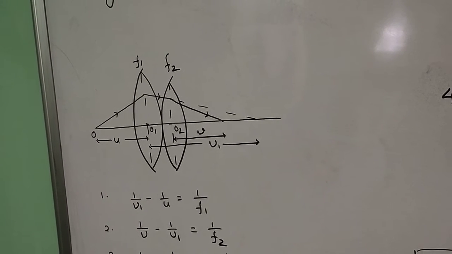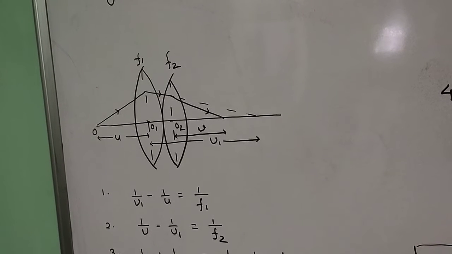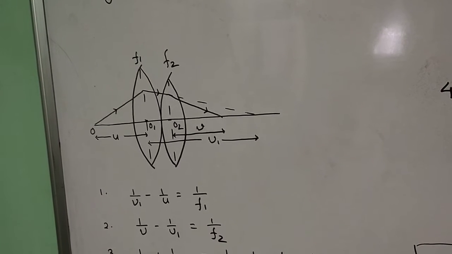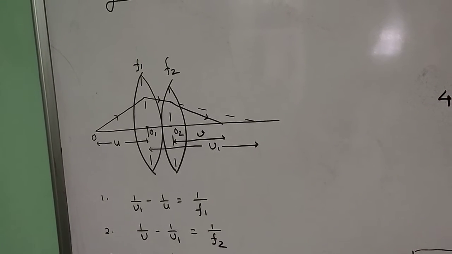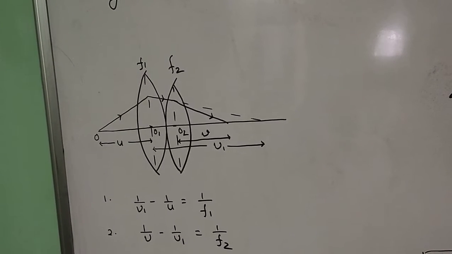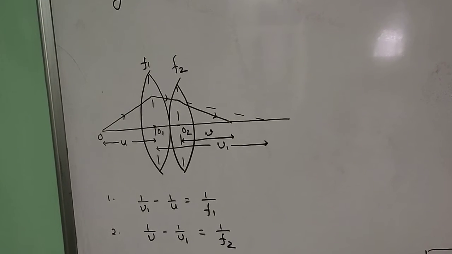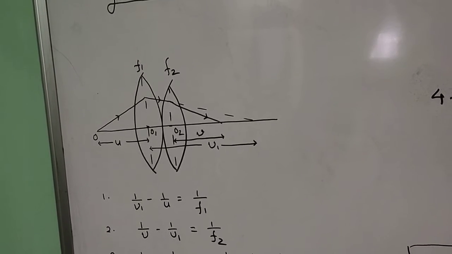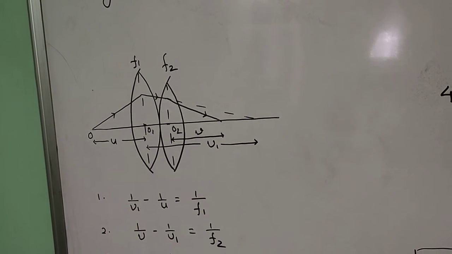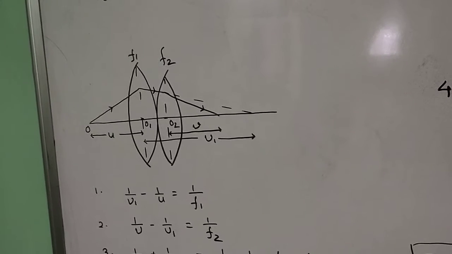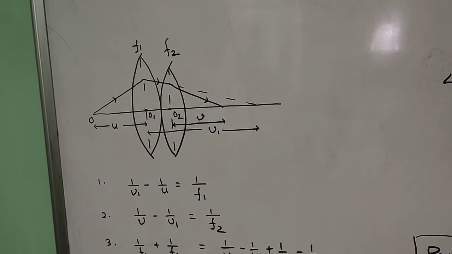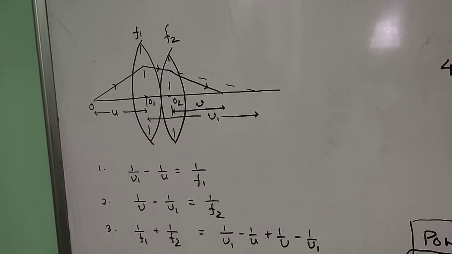Now if we consider the lens of focal length f1, u is the object and v1 is the image, because the refracted ray, if you extend it, meets at a point on the principal axis at a distance of v1 from the optical center O1. So 1 by v1 minus 1 by u equal to 1 by f1. Now for the lens of focal length f2, the v1 distance is the object distance, a virtual object distance you can say, and v is the final image. So 1 by v minus 1 by v1 equal to 1 by f2.